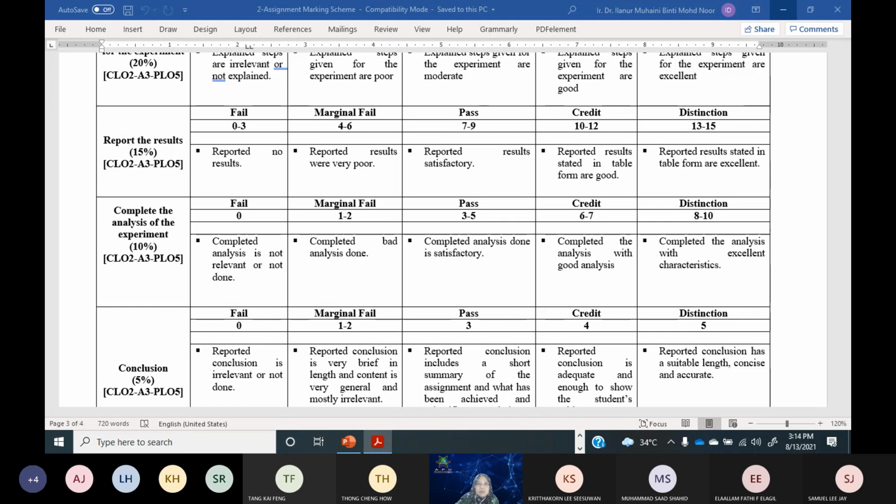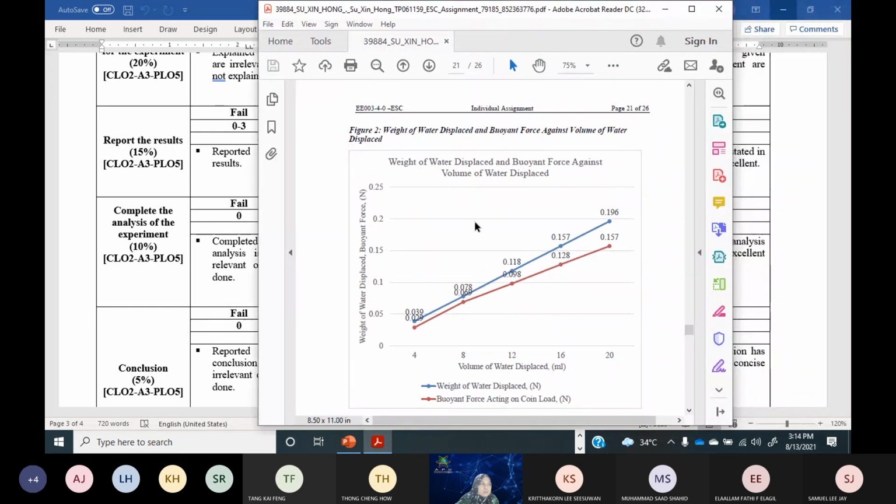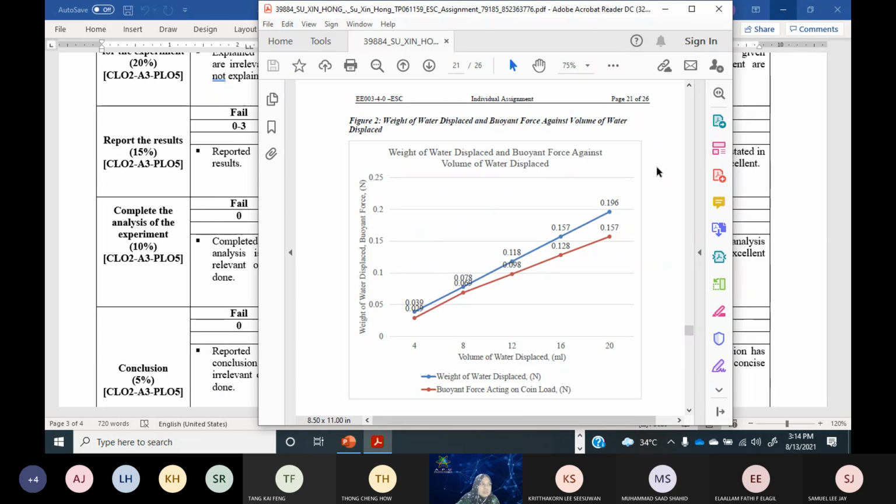For example, graph. Okay, for example, the graph is weight of water displaced and buoyant force against volume of water displaced. This is for the Archimedes principle.